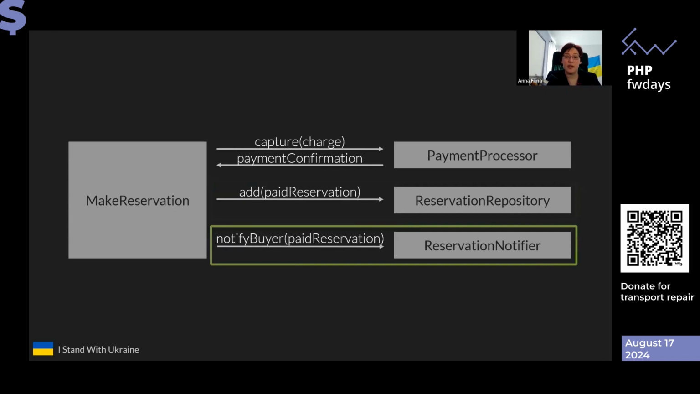Now here, we don't want to figure out HTML. Make a reservation does not touch HTML. It just notifies the buyer, and it sends that to the reservation notifier, which can send an email, send a push notification, SMS, and maybe also redirect the user to the confirmation on screen. So it gives us the flexibility to notify the buyer according to maybe their personal settings.